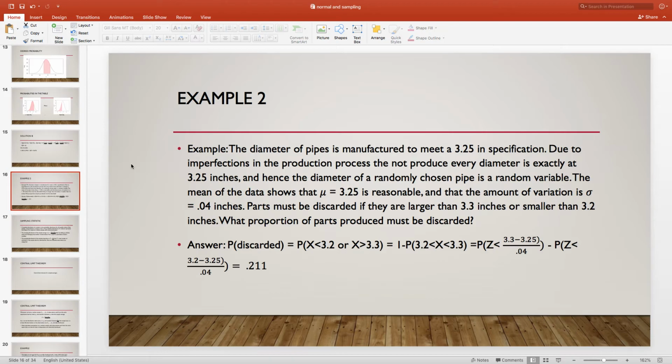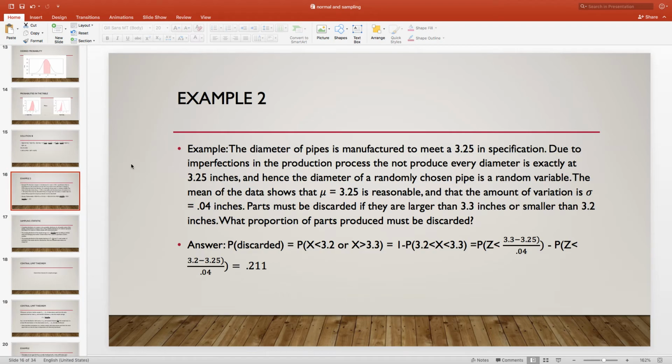It says the diameter of pipes is manufactured to meet a 3.25 inch specification. That is, when you buy this pipe from the store, it says, hey, this pipe is 3.25 inches, so you need to buy the right fittings, right? And they need to meet that specification. Otherwise, no one's going to buy that product that doesn't meet specification.